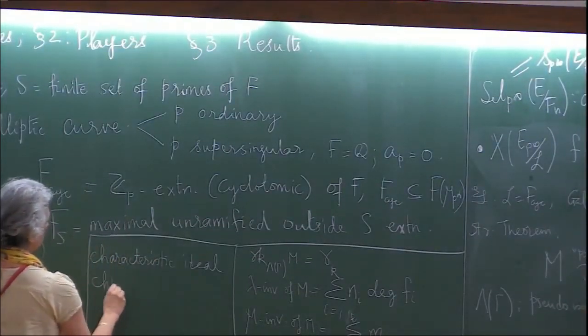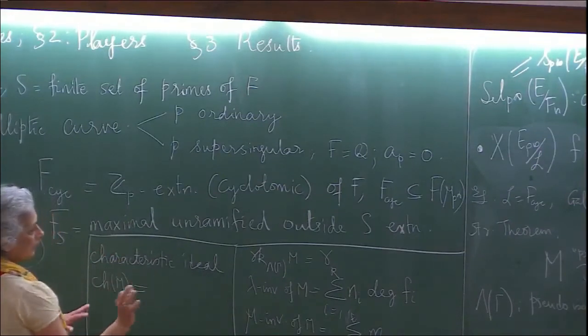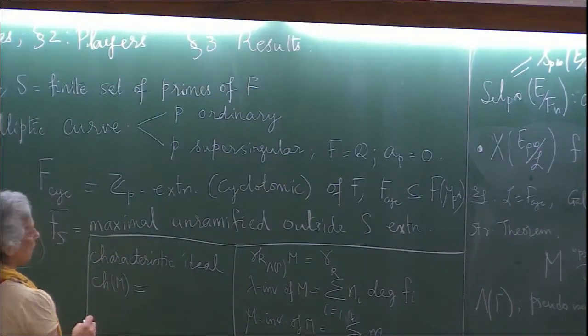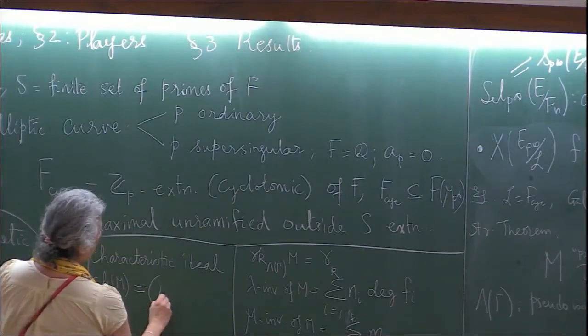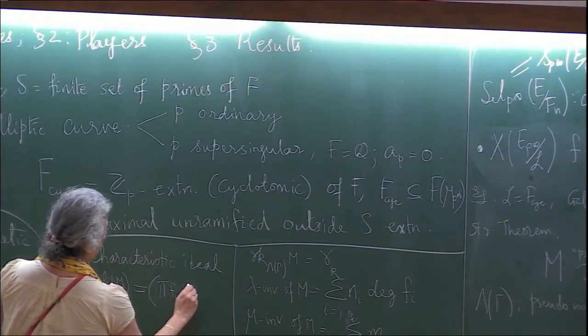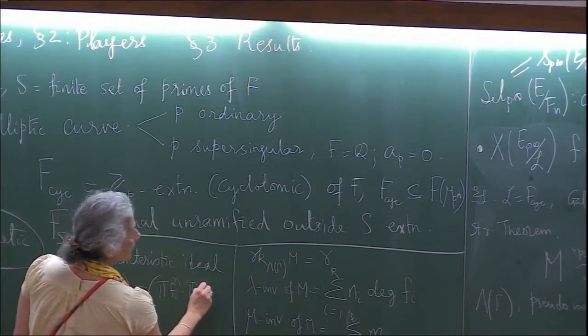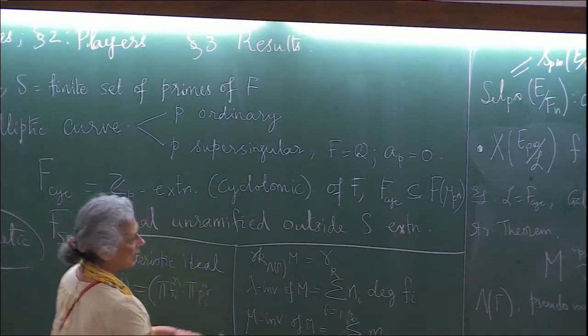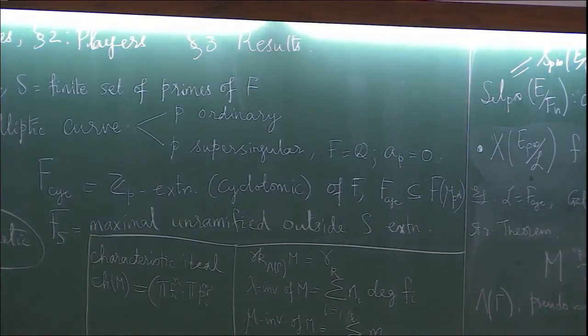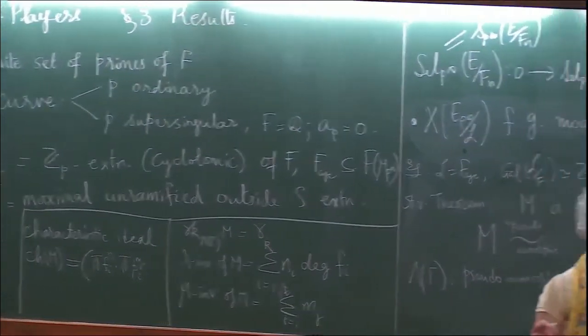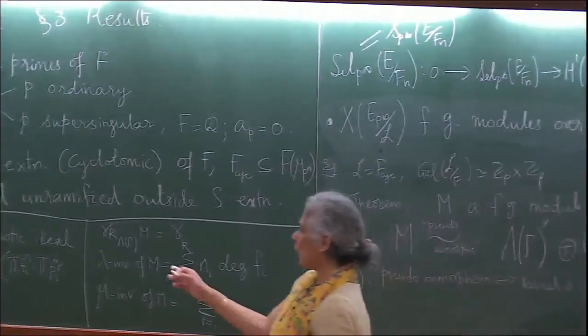CH of M, this is all in the commutative case still. So CH of M is the ideal generated by the product of the height 1 prime ideals P_i raised to their multiplicities. Just collect all these height 1 prime ideals, take their product, take the ideal that it generates. That's called the characteristic ideal.